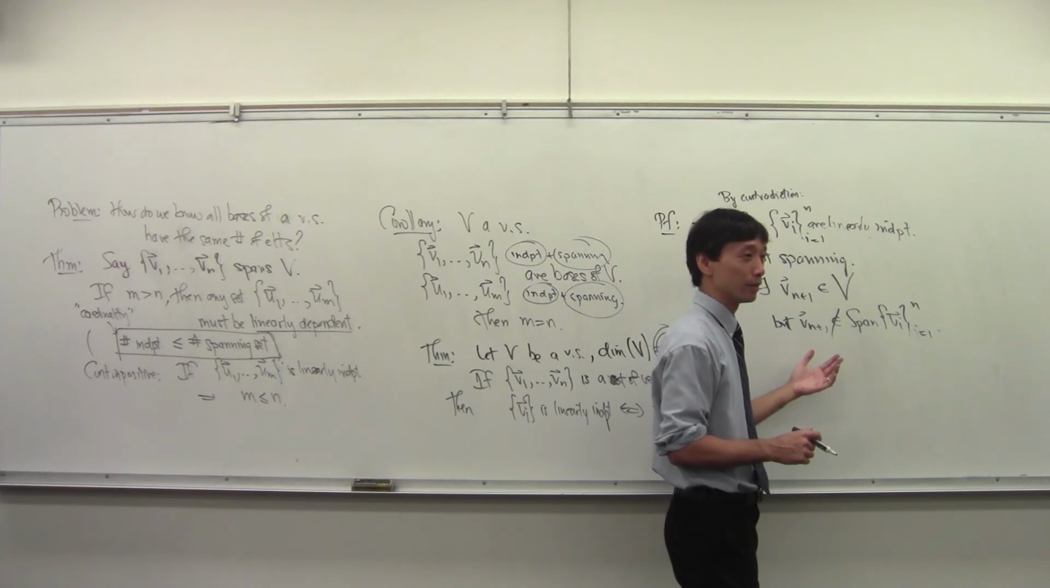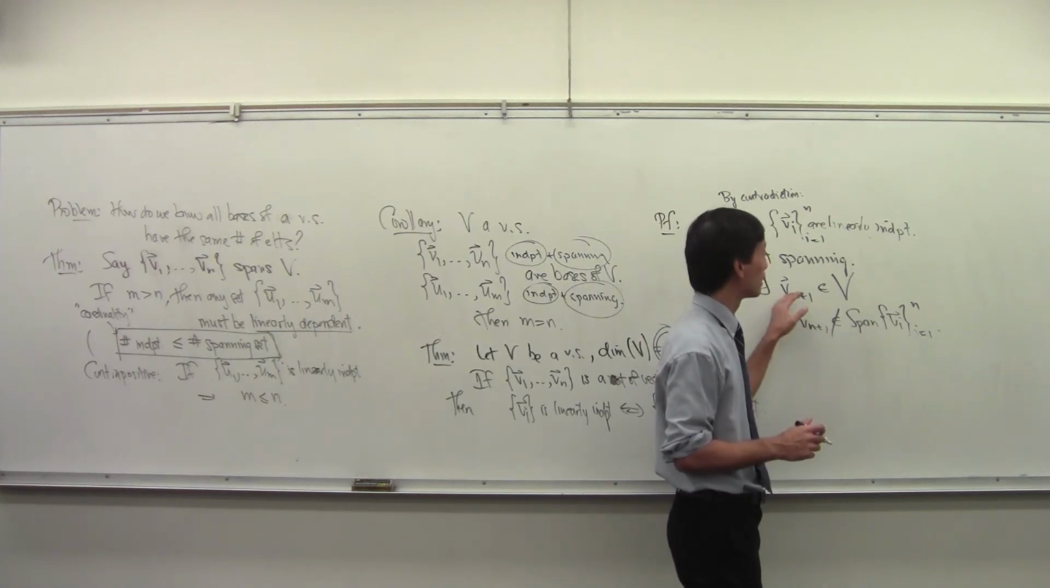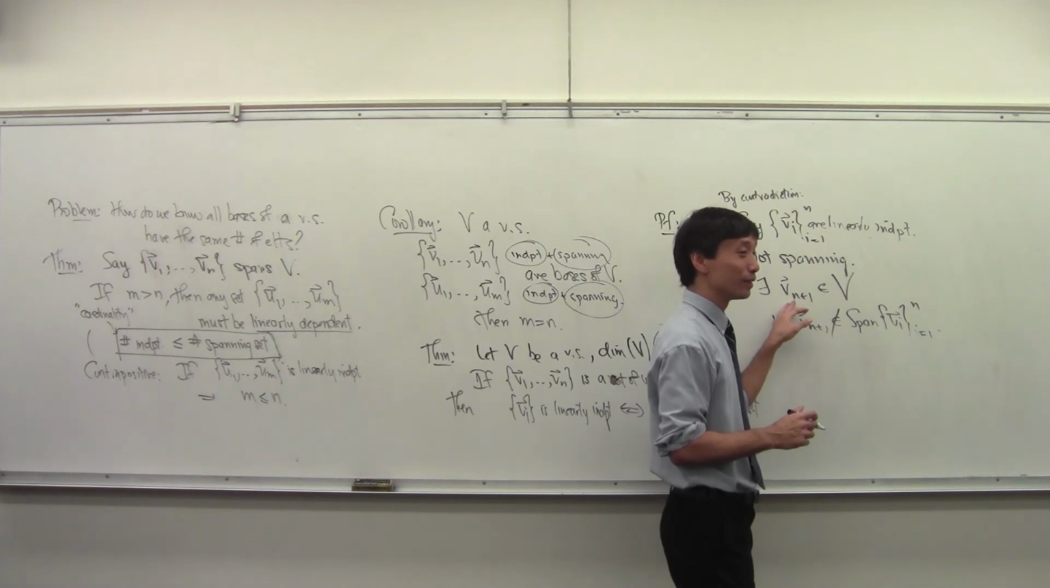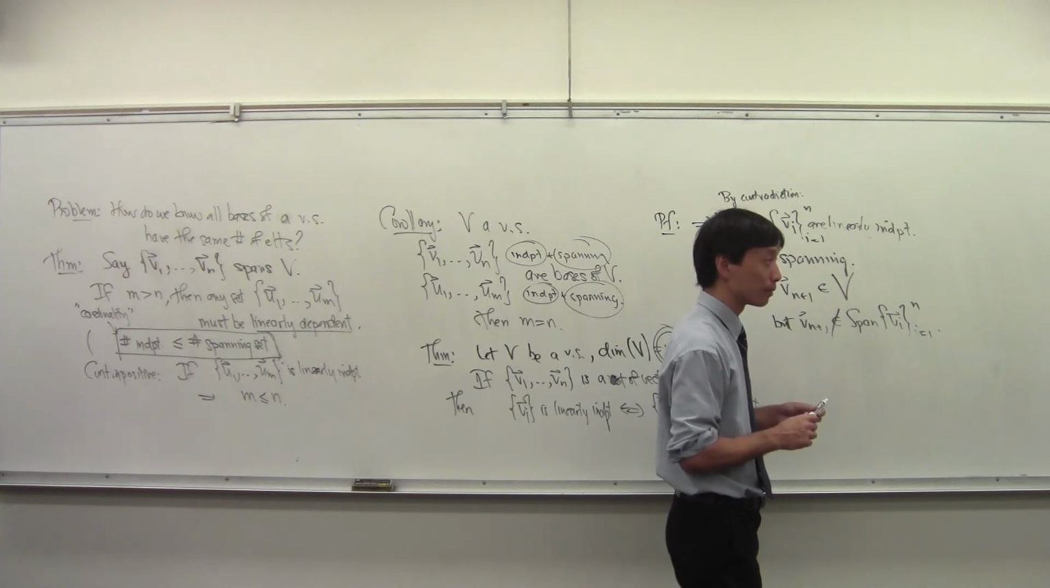Julie? Part of the definition of a span is that it's the set of all linear combinations, right? So if it's linearly independent but not spanning, how is it possible that it's not a part of the linear combinations? I don't know.